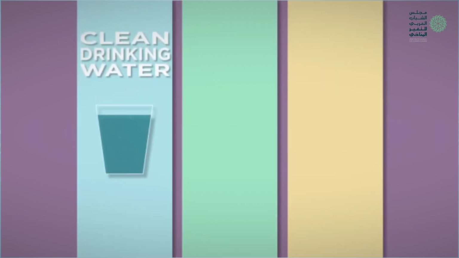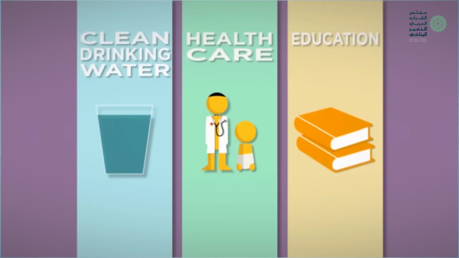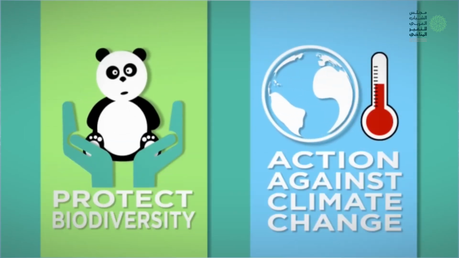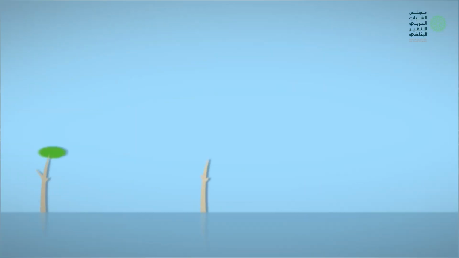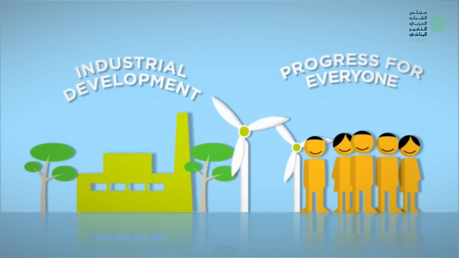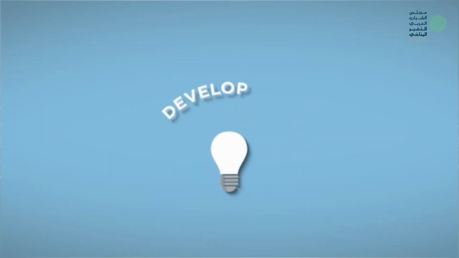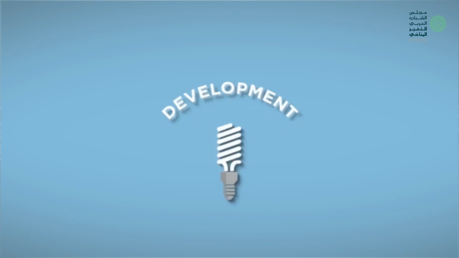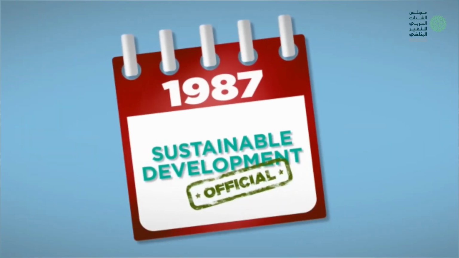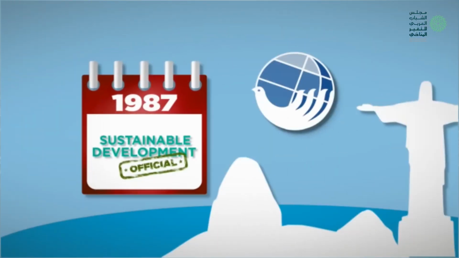How can we offer everyone access to clean drinking water, healthcare, education? How can we protect biodiversity and take concrete action against climate change? How can we make sure that industrial development means progress for everyone? The proposed solution was a new kind of development, or rather a variation of the traditional model called, quite simply, sustainable development. The term was officially defined in 1987 as part of the preparations for the Rio Earth Summit.